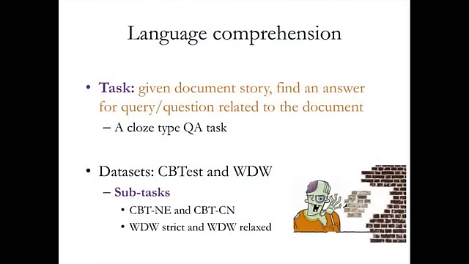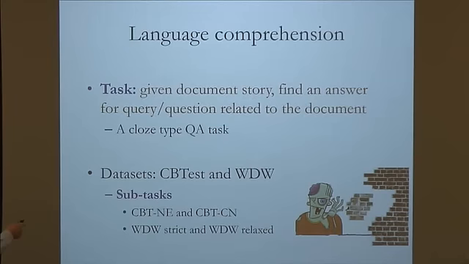Okay, so the last task is about language comprehension. The goal is to find an answer for a question about the document after reading. So we have to read the document and answer the question about that document. It's also called cloze-type question answering. We focused on two datasets: CBT, which comes from children's books, and WDW, or Who Did What, which comes from the newswire domain.